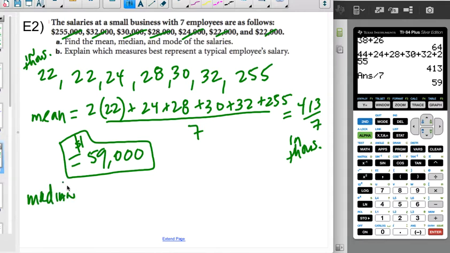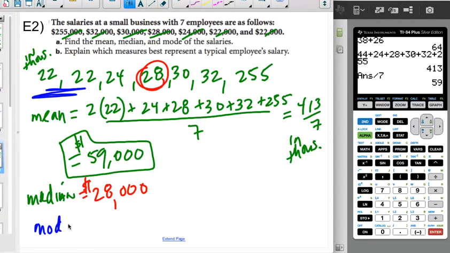The median is going to be the middle number. Well, there are 7 employees, so there's going to be an odd man out. There's 3 on either side, so the median is $28,000, right? And then the mode is the number that occurs the most. Well, that's the 22. So the mode is the 22,000.